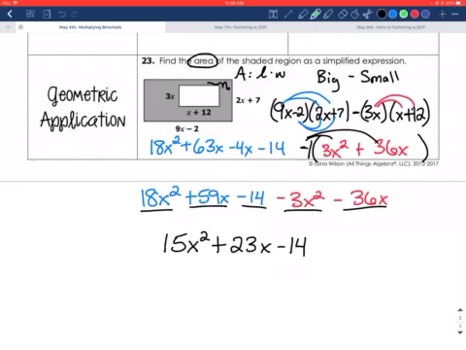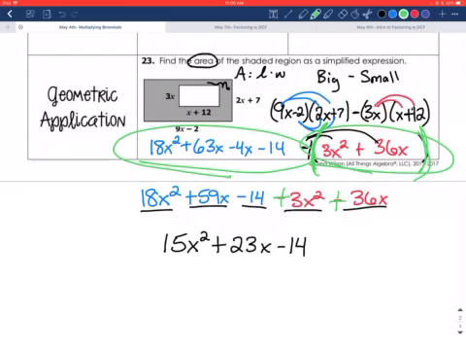I would say the biggest thing to be careful of here that I see students forgetting about is the parentheses. They would leave this as a plus 3x and a plus 36 when they combine. However, we have the bigger rectangle minus the smaller rectangle, so you know these two would have to be negative.